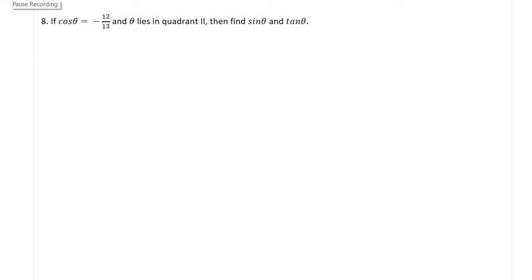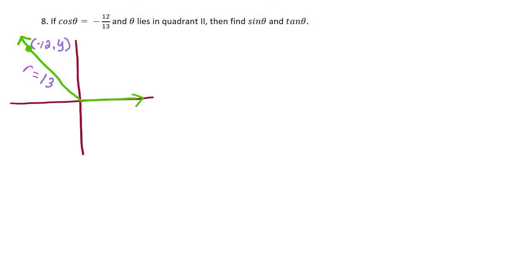Problem number 8: if cosine theta equals negative 12/13 and theta lies in quadrant 2, then find sine theta and tan theta. Now, the first thing I've done is sketch out my angle in quadrant 2. I've drawn a point to represent the point on my circle, and my point is going to have coordinates negative 12, something. I don't know what that y-coordinate is yet, but I do know that the radius of my circle is 13. So the distance from the origin to the point that I have drawn is 13.